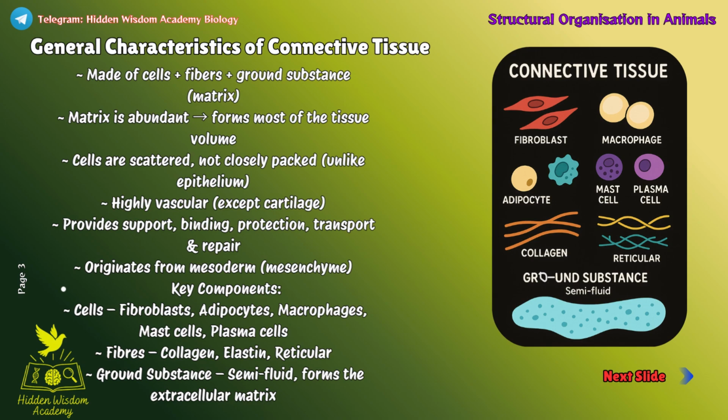The fibers are of three types: collagen fibers, which give strength, elastic fibers, which allow stretch, reticular fibers, which give soft support. All these are embedded in the ground substance, which fills the spaces between cells and fibers. Together, they make a strong and flexible tissue that supports, connects, and protects every part of your body from bones to blood.